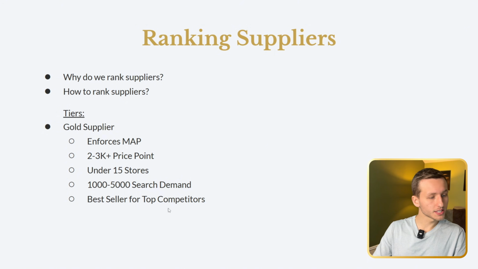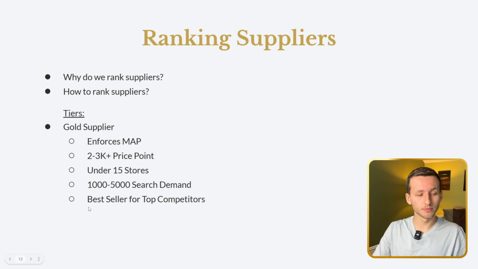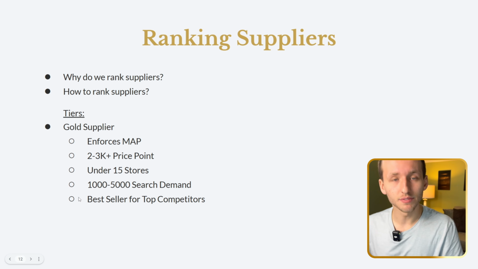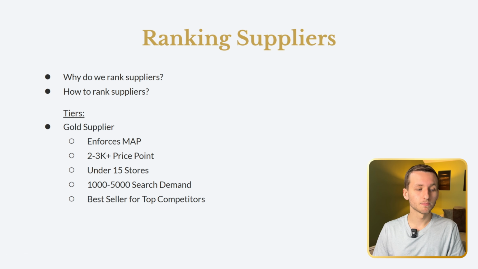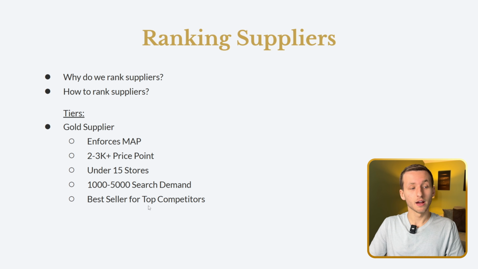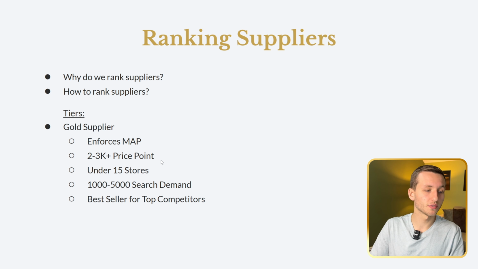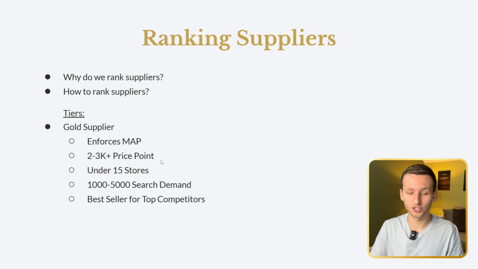We didn't touch on this here. There's a lot to talk about with bestsellers for top competitors, but I leave that for my students and people who join my program. So just forget the bestseller for top competitors, but for you, just worry about enforces MAP, 2,000 to 3,000 plus price point, under 15 stores, and 1,000 to 5,000 search demand.